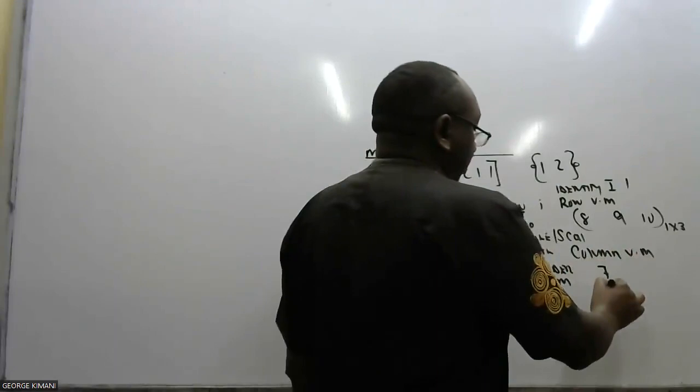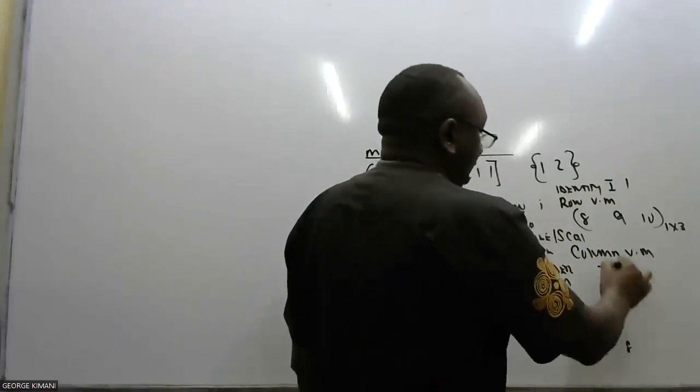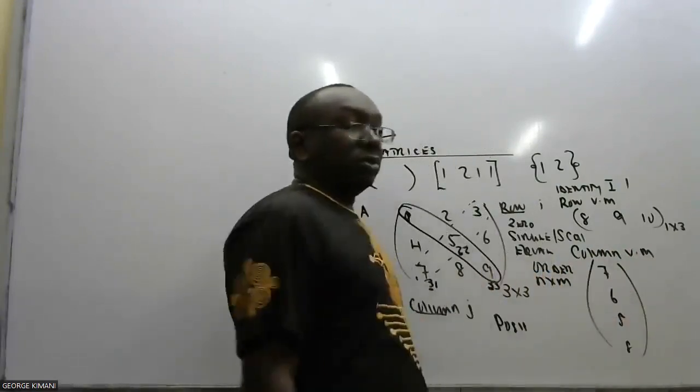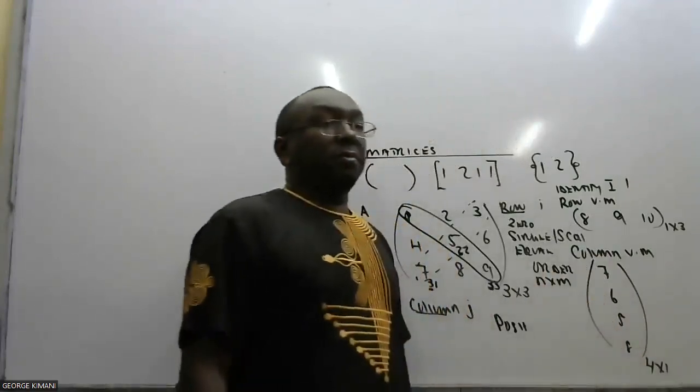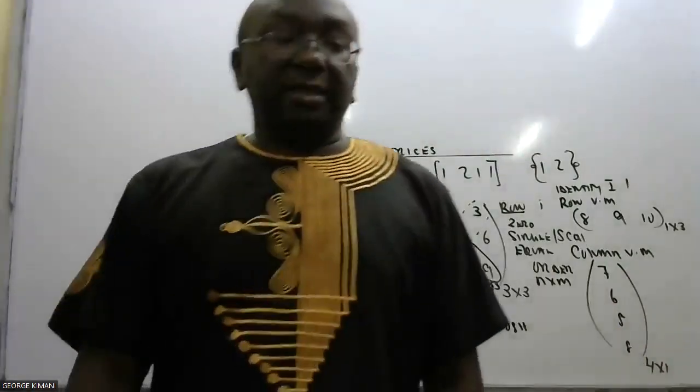Like you can have 7, 6, 5, 8, and more than one rows. So this one is a 4 by 1. It's a 4 by 1 matrix.